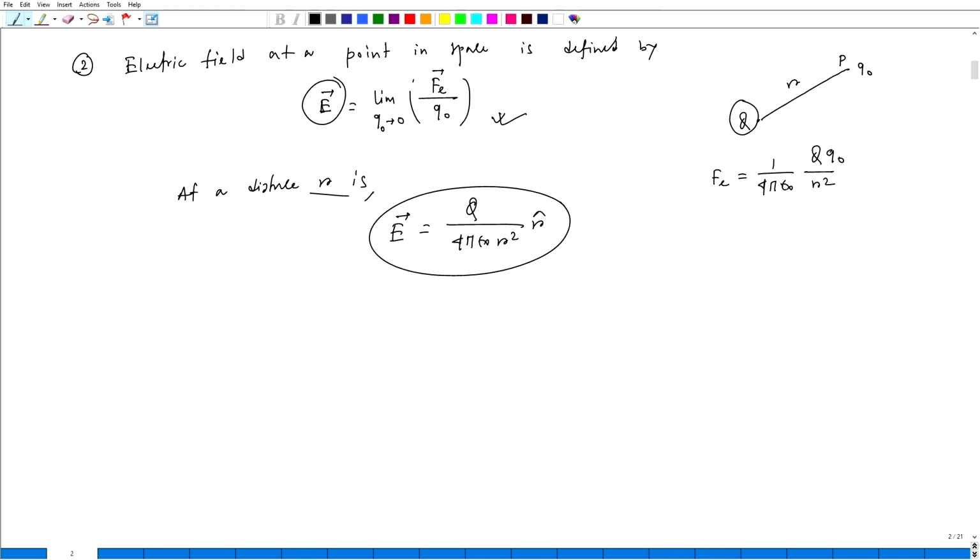So now we discuss the superposition principle. The superposition principle basically tells you how to calculate the electric field due to a charge configuration, a discrete charge configuration. So the superposition principle.